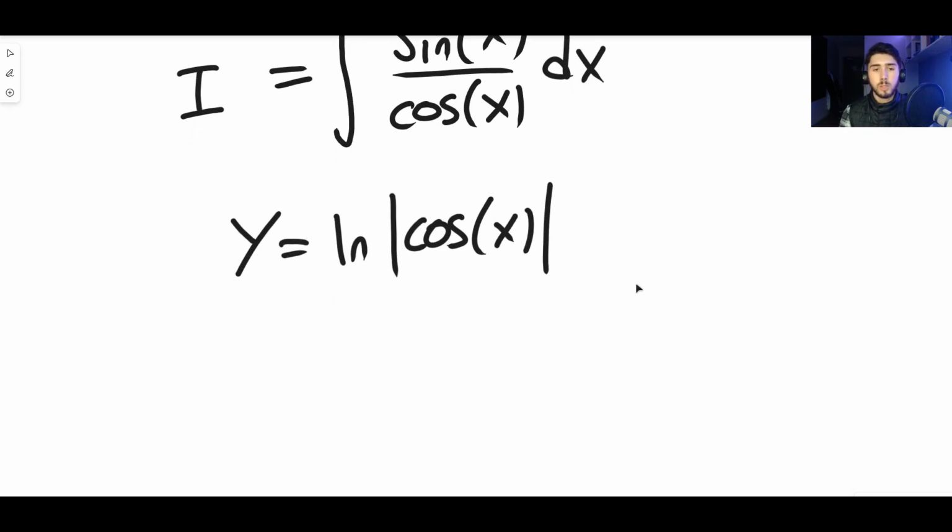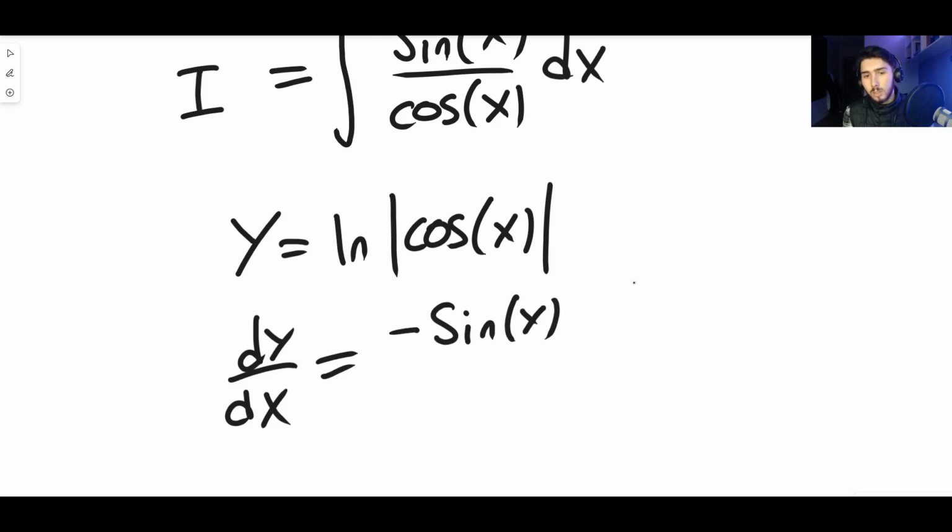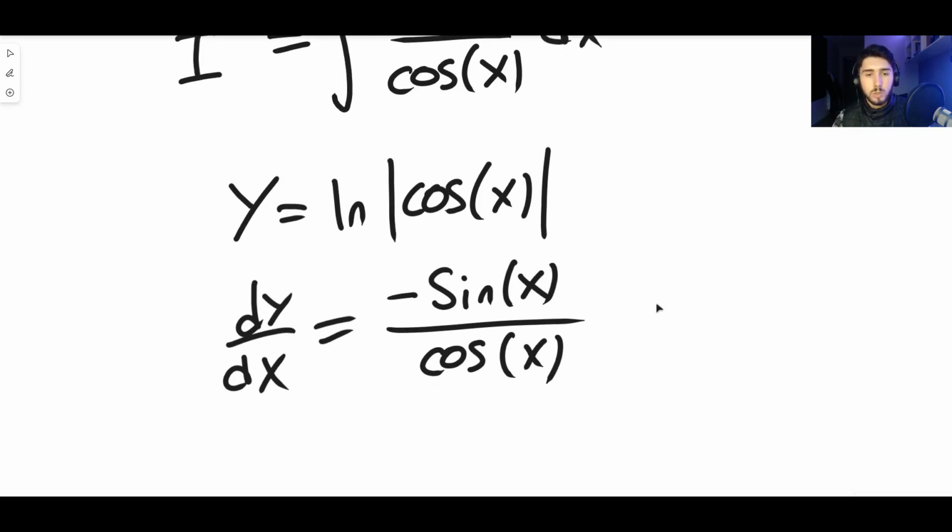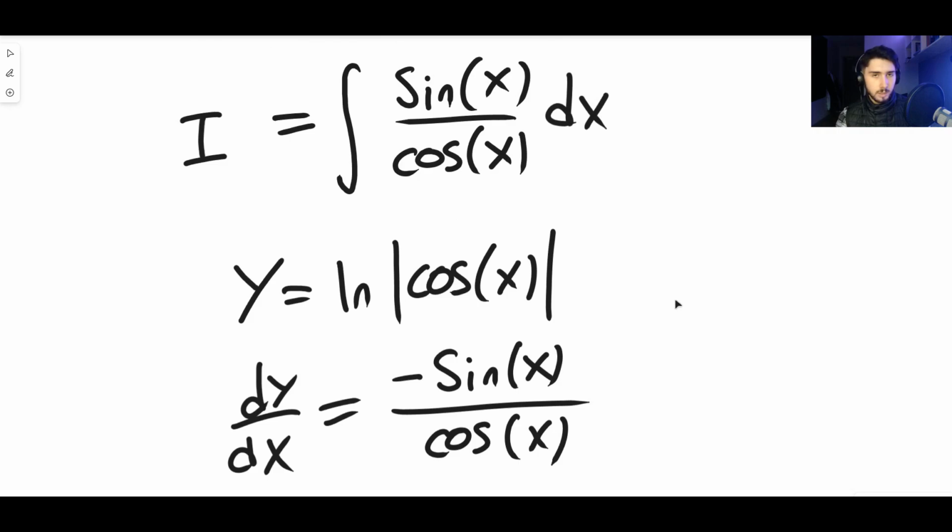The reason for this is because when you differentiate a natural log, you always end up with the same format. It's always the derivative of whatever's in the brackets, so the derivative of cos is minus sine, divided by the thing in the brackets, which is cos x. Hold on a second, the derivative of the natural log of cos x is just negative sine x over cos x, which is negative tan.